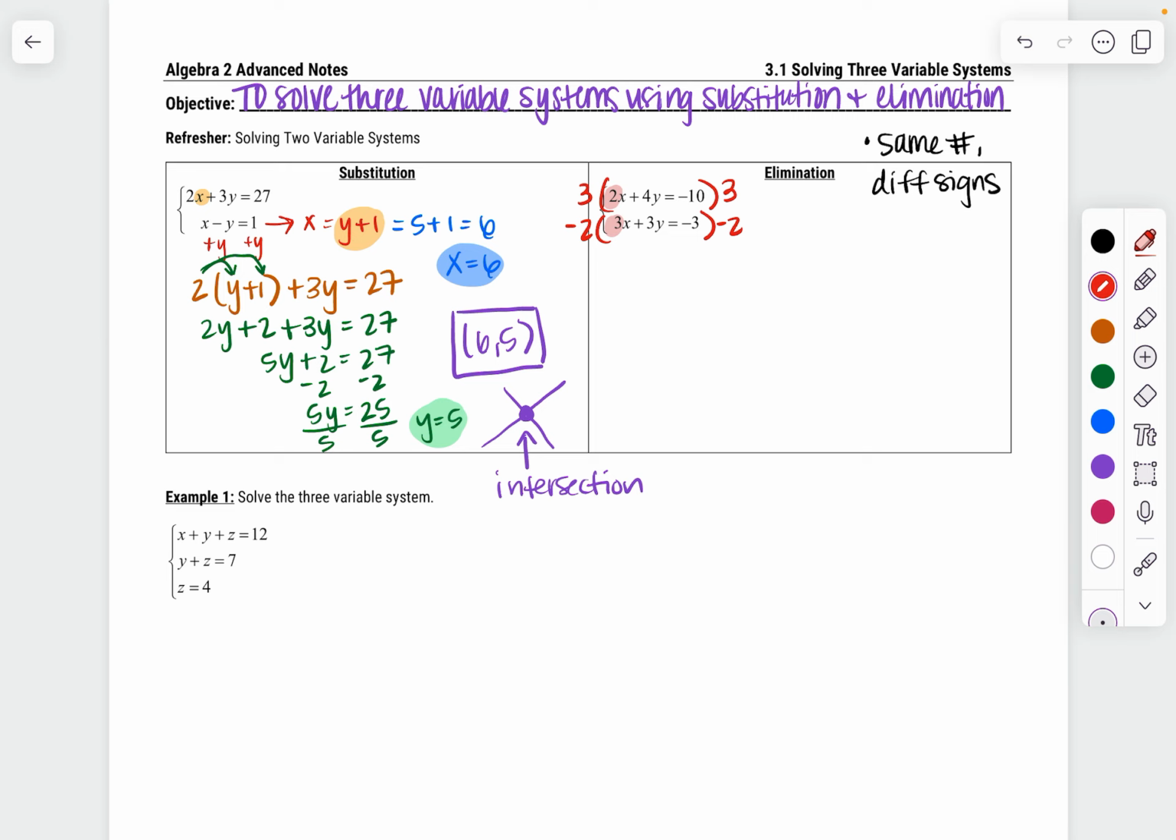I didn't have to pick 6. I could have gone all the way up to 12 if I really wanted to. But I do say try to keep your numbers as small as possible. So now let's go in and distribute these values.